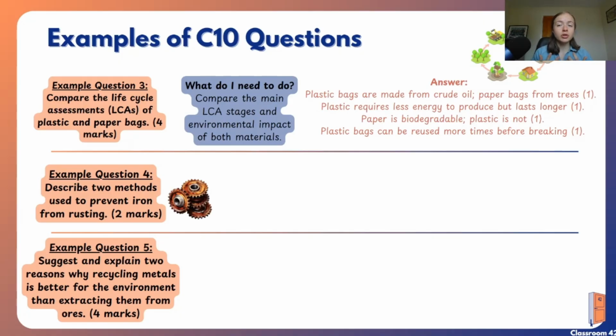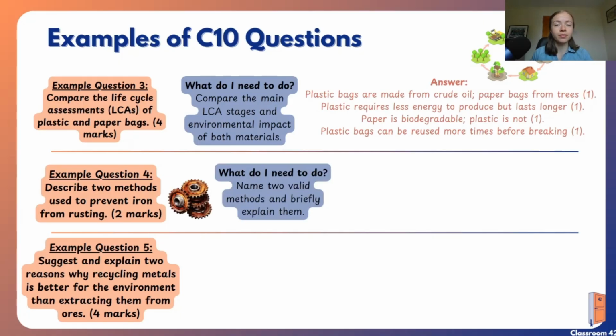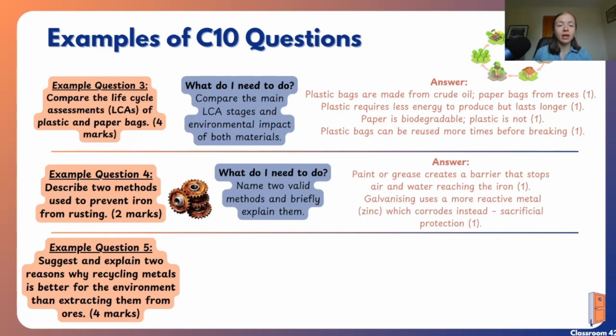Question 4, describe 2 methods used to prevent iron from rusting. So name 2 methods and briefly explain them. Paint or grease creates a barrier that stops air and water reaching the iron. So that's one method there. Galvanization uses a more reactive metal, which corrodes instead, which is that sacrificial protection we mentioned as well. So that's 2 methods and we've given a description of each of them for 2 marks.